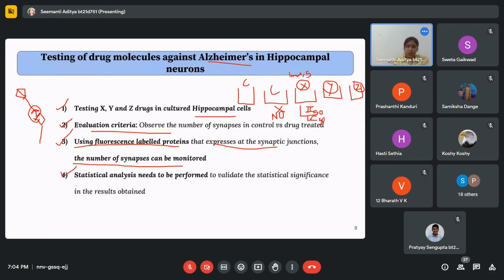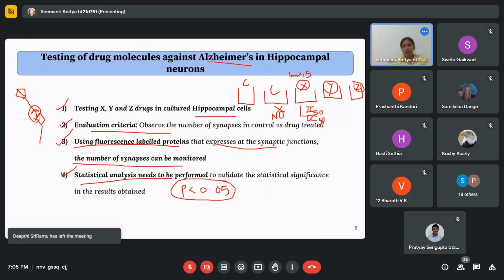Next, after we have done the experiment, statistical analysis is very important, and here is what makes a huge difference. The p-value determines the statistical significance, like how significant your data is with respect to your control. If the p-value is not less than 0.05 and it is insignificant data, then there is no point in going ahead with the drug, because the drug is not working.